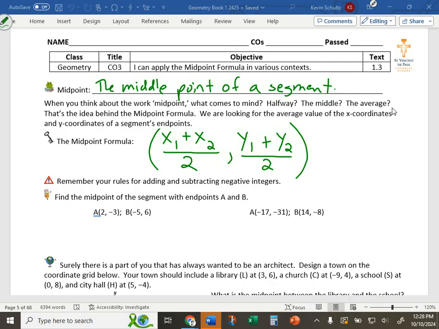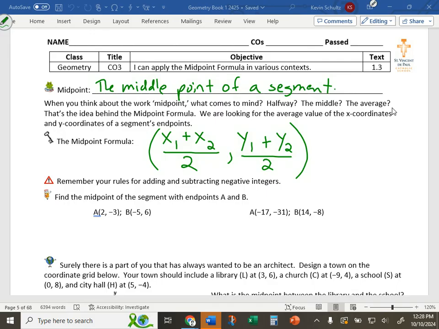If you look down here in the examples, we've got point A and point B. Point A is 2, negative 3. Point B is at negative 5, 6. We are looking for an ordered pair. Where on the segment that can be plotted on the coordinate plane is the midpoint of that segment going to be?